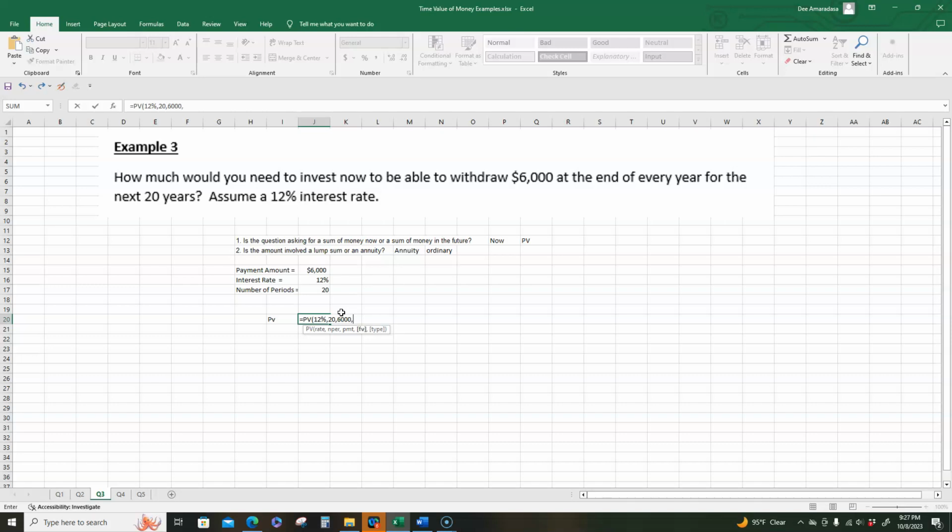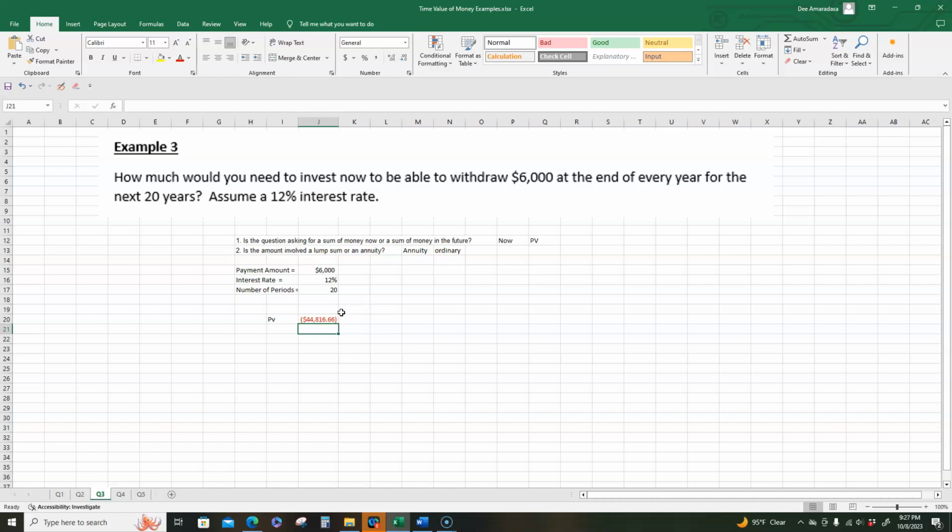There is no future value. We don't have any information on that, so we're going to put 0. And then the type. So is this going to be a 0 or a 1? It's an ordinary annuity, which means end of the period, we're going to put a 0. Close parentheses, and you get $44,816.66. Again, to do the calculation, you have to close parentheses and hit enter. And then it'll calculate the amount for you.